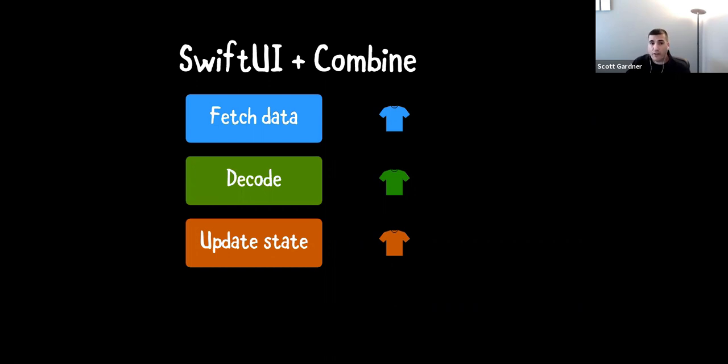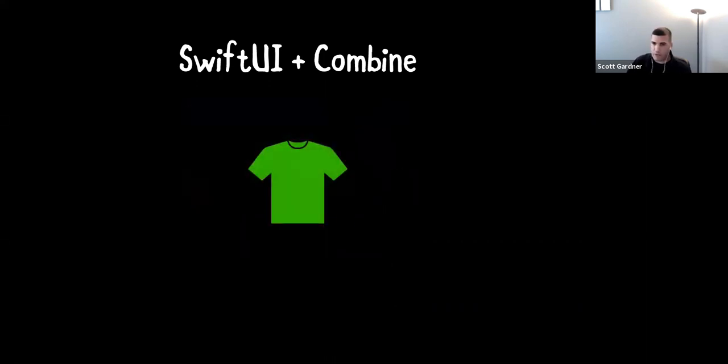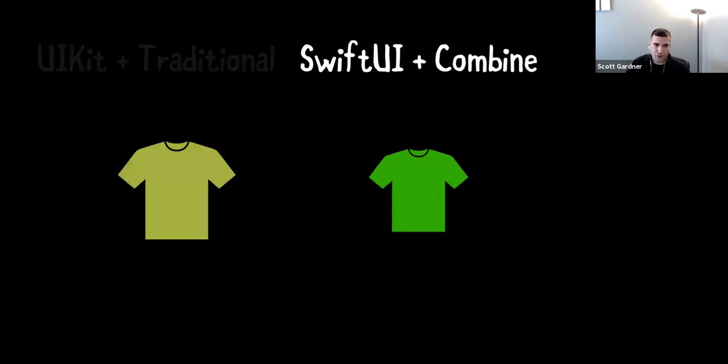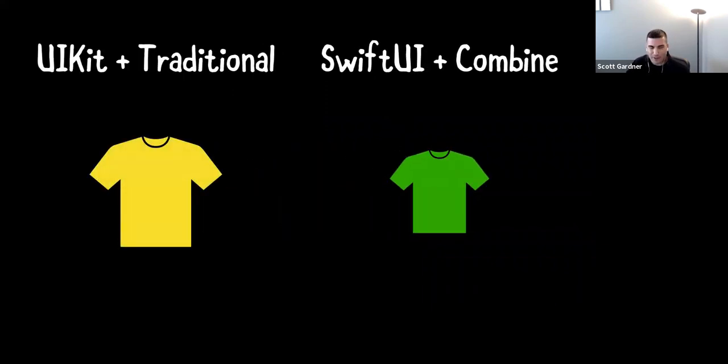So there are a lot of edge case UI and UX bugs that can be completely avoided by using SwiftUI and Combine as well. Adding up those 3 shirts adds up to this size t-shirt, which is less than the UIKit and traditional. So less effort, better outcome.